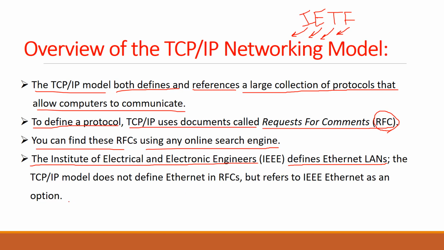So the TCP/IP model does not define Ethernet in RFCs because Ethernet LANs are issued by IEEE, so there are no RFCs with the IEEE, but the model refers to IEEE Ethernet as an option. So some layers have RFCs and some layers have protocols such as Ethernet LANs that are issued by the IEEE. So we have two organizations that are responsible for issuing internet standards or network standards.